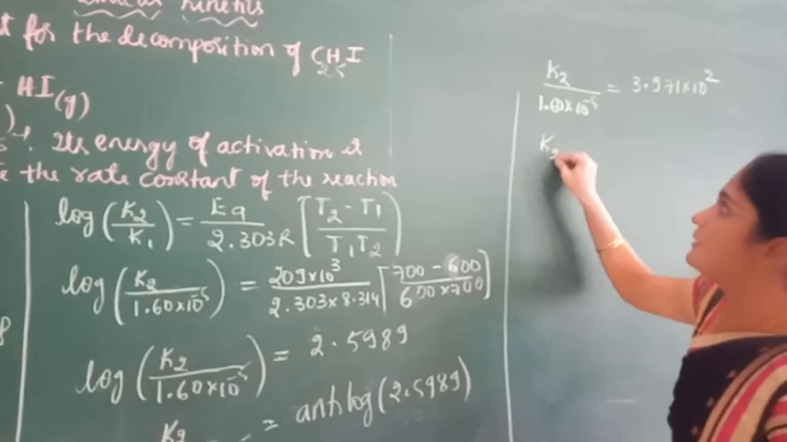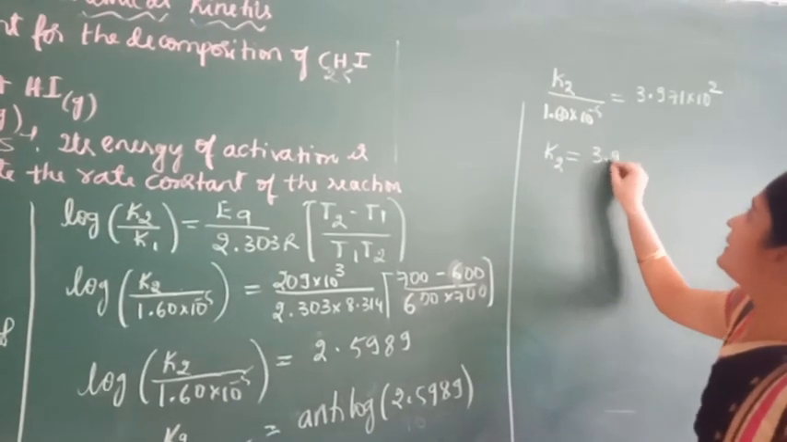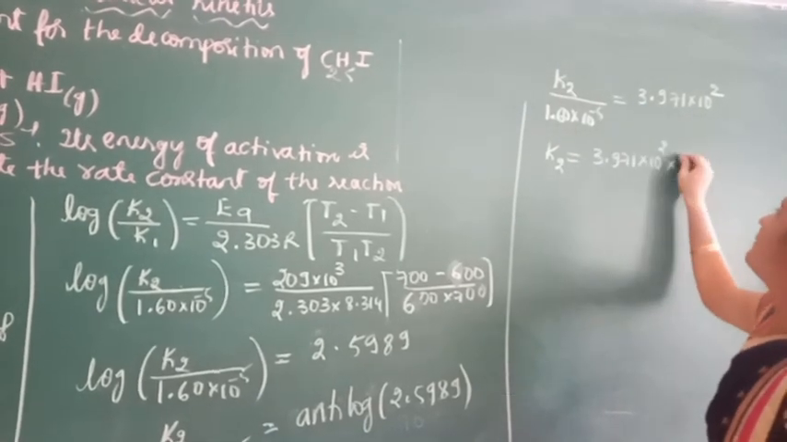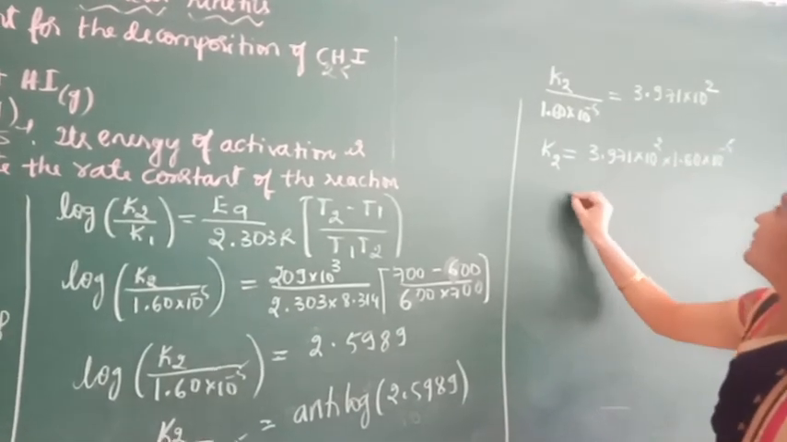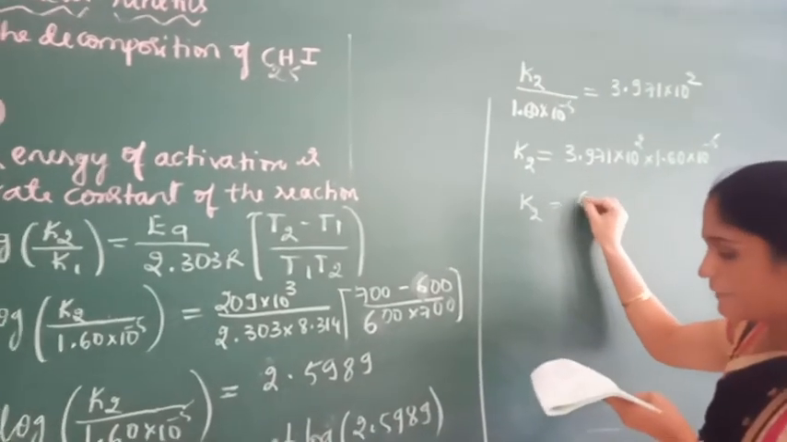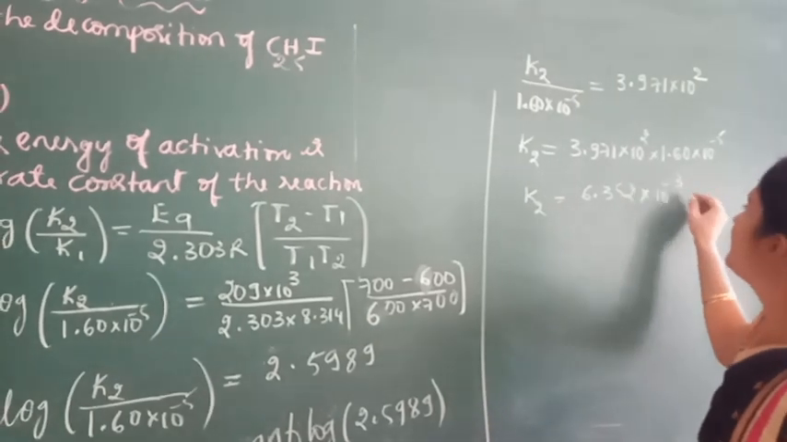So we have to calculate K2. Therefore K2 equals 3.971 into 10 power 2 into 1.60 into 10 power minus 5. Therefore, multiplying these two values we get 6.352 into 10 power minus 3 per second.